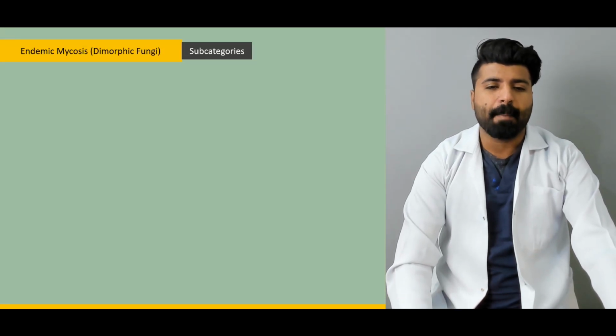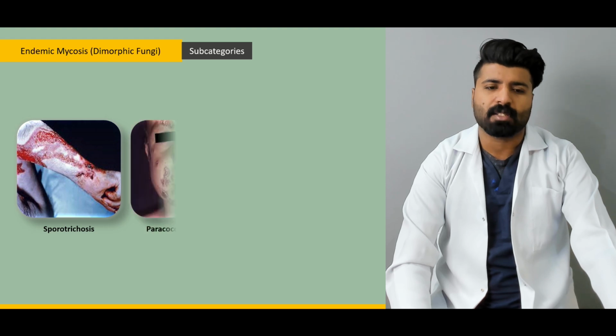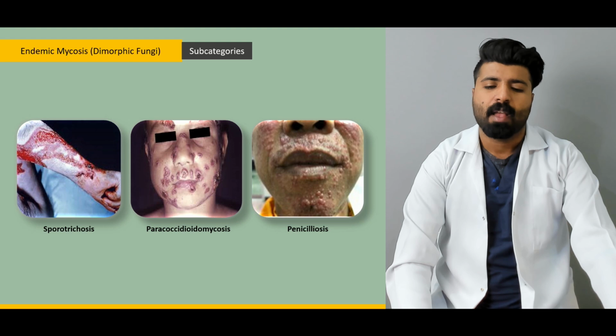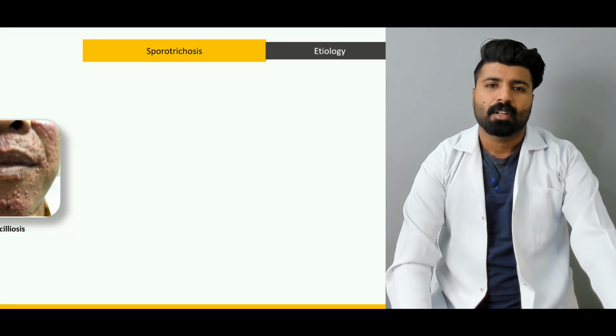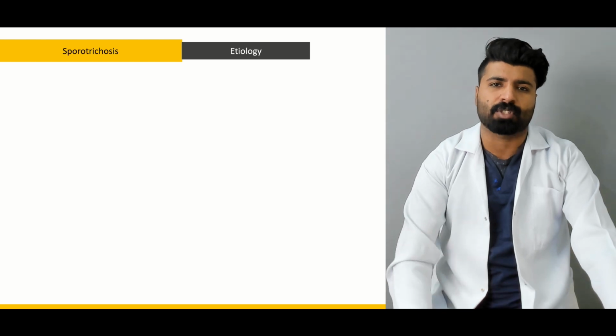Next on, we have endemic mycosis subcategories. What are the subcategories of endemic mycosis? We have Sporotrichosis, we have paracoccidioidomycosis, we have penicilliosis. So we're going to talk about all of these in detail. So first of all, we'll start with Sporotrichosis.